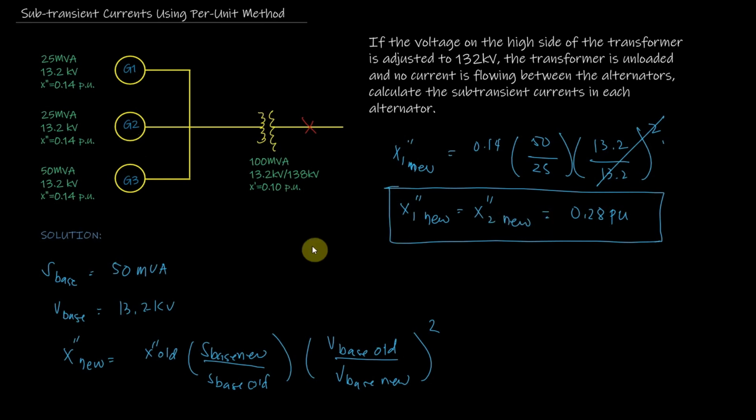Okay? So, ngayon, para dito naman sa ating generator 3, since ang ginamit nating base values is yung para sa generator 3, so yung reactance niyan, x3 sub-transient, is equal dun sa mismong reactance niya, yung old, which is equal to 0.14 per unit. Okay?